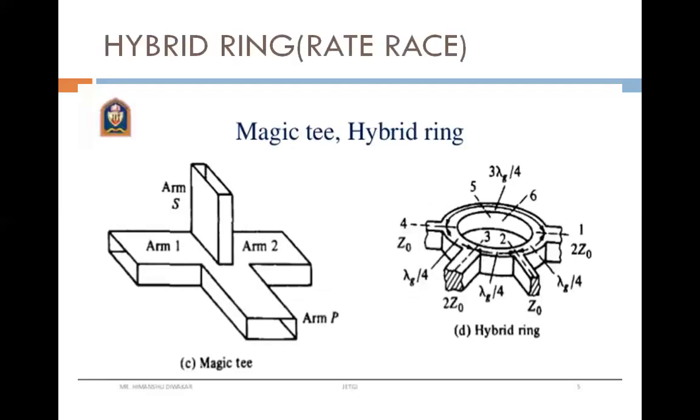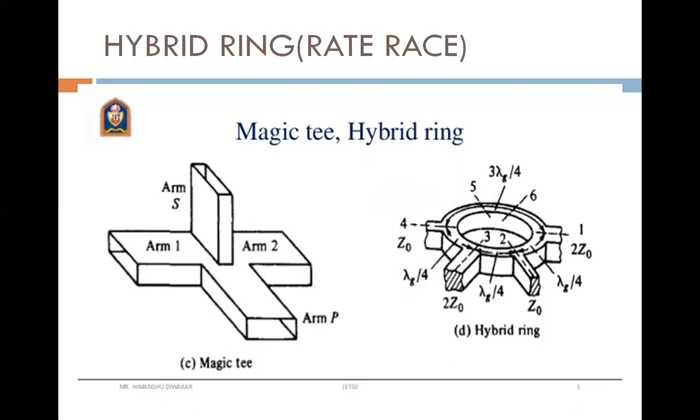Now next is the rat race. It is also the same as the magic T. It also has four ports. It is an arrangement performing a similar function as the magic T, but its construction is different from the magic T. The arrangement has a piece of rectangular waveguide bent in the E-plane to form a complete loop whose median circumference is 1.5 lambda g. If there is no reflection from the termination of the arms, any arm is coupled to two other arms, not to the remaining arm.